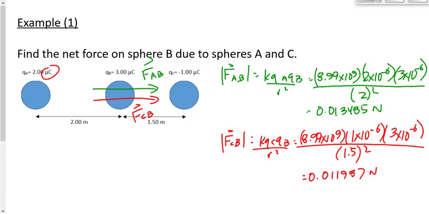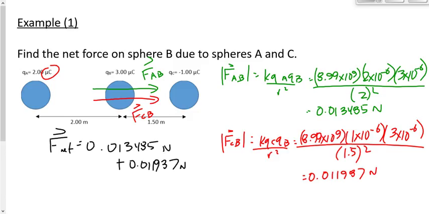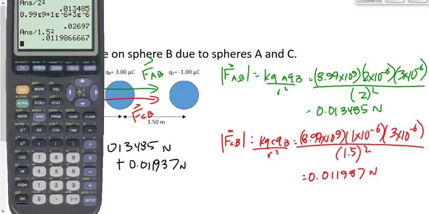Now, Chase, when I combine these, what am I going to do with them? Add them or subtract them? Yeah, really, I'm always going to add them, but if one of them was right, one of them was left, I'd add a negative value, which is the same thing as subtract. But since these are both to the right, I'm going to just straight off add them, right? The net force is equal to 0.013485 plus 0.011987. Again, if one of them is to the left, make it a negative value.